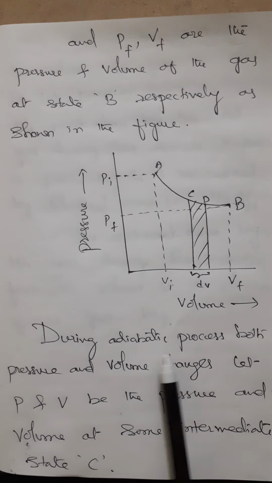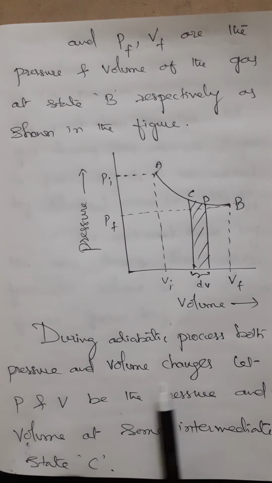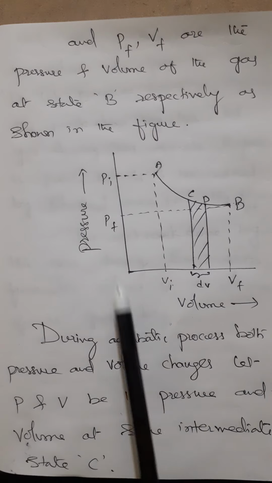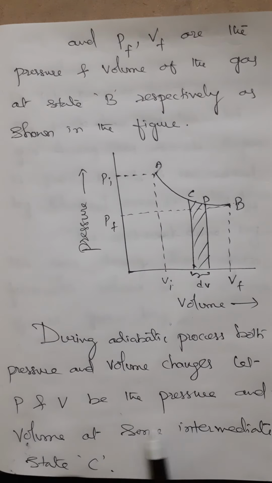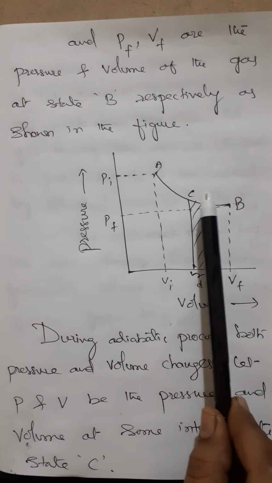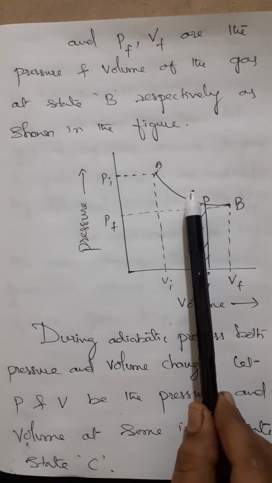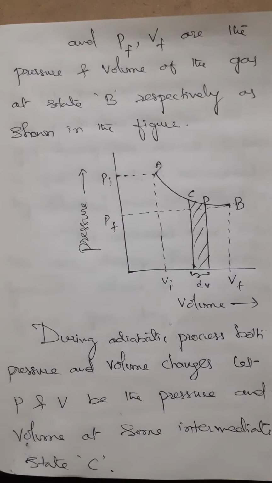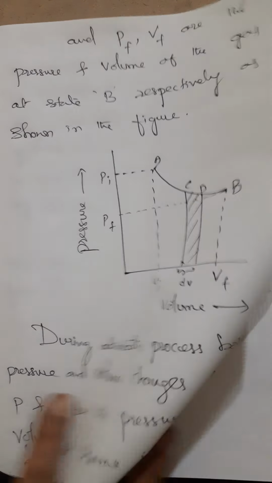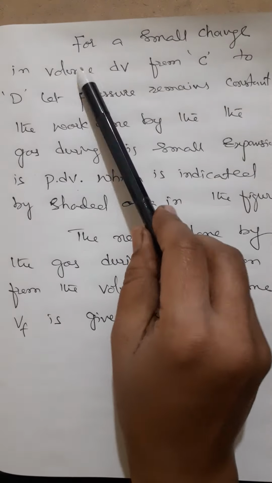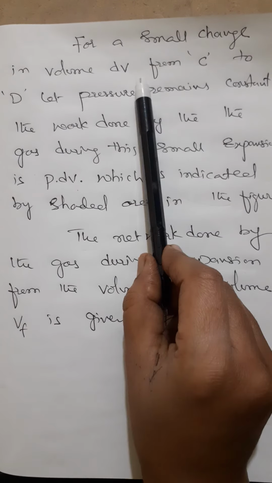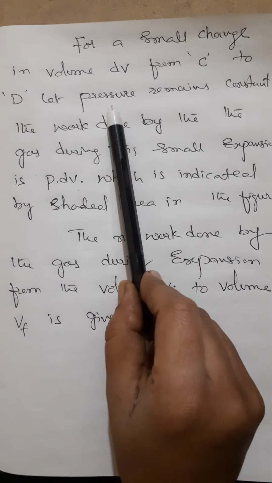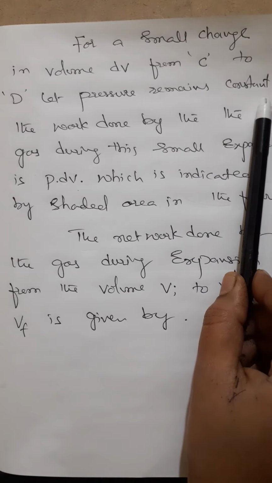Now during the adiabatic process the pressure and volume change. We know that during this process pressure and volume will change. Now we have to calculate the work done at some intermediate position C to D, and we have to imagine that from C to D the pressure remains constant. For a small change in volume dV from C to D, let the pressure remain constant, as I just told you.